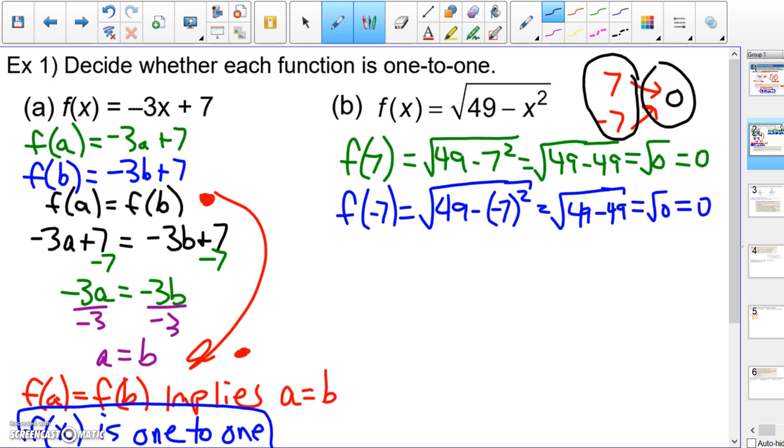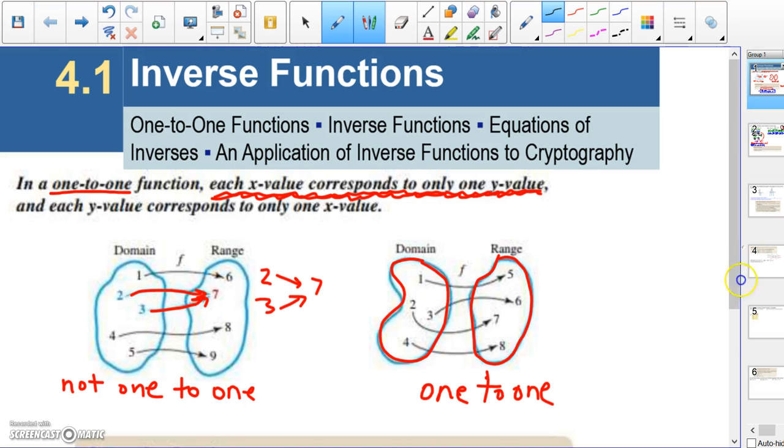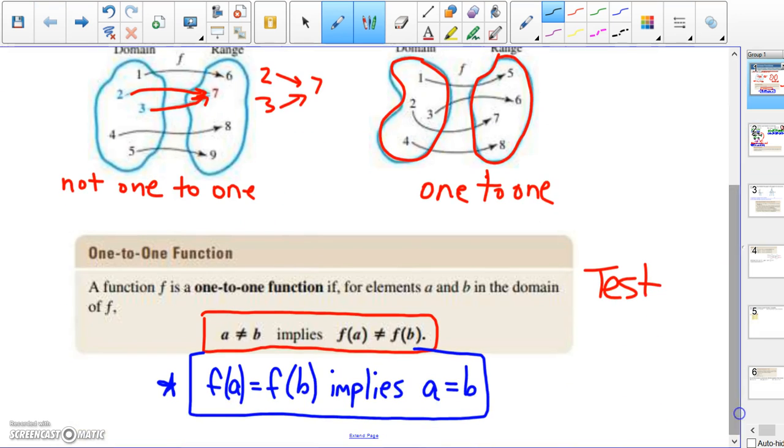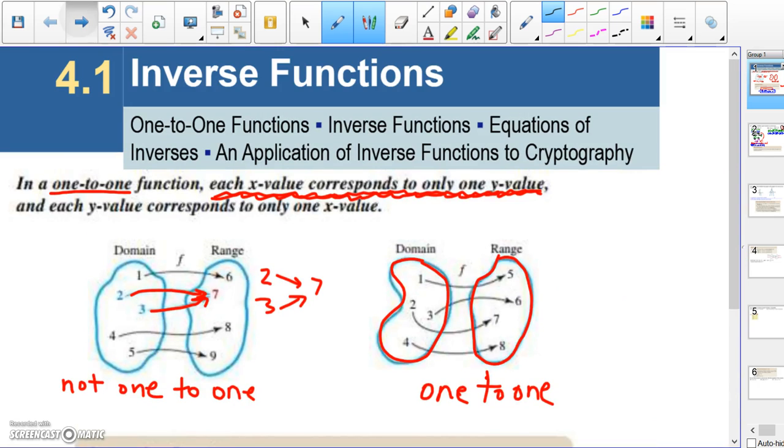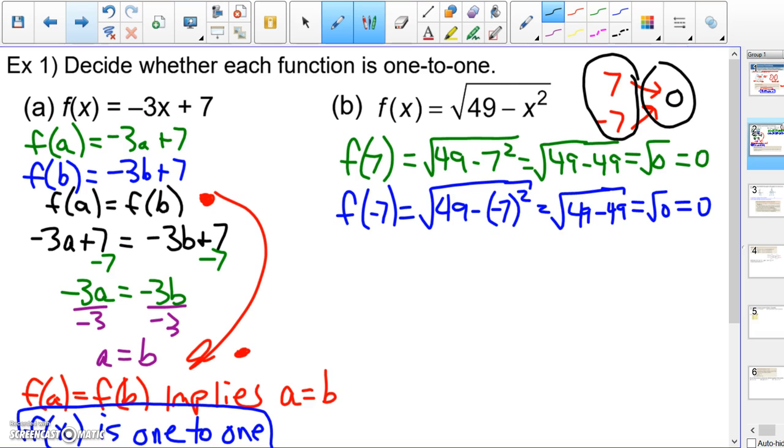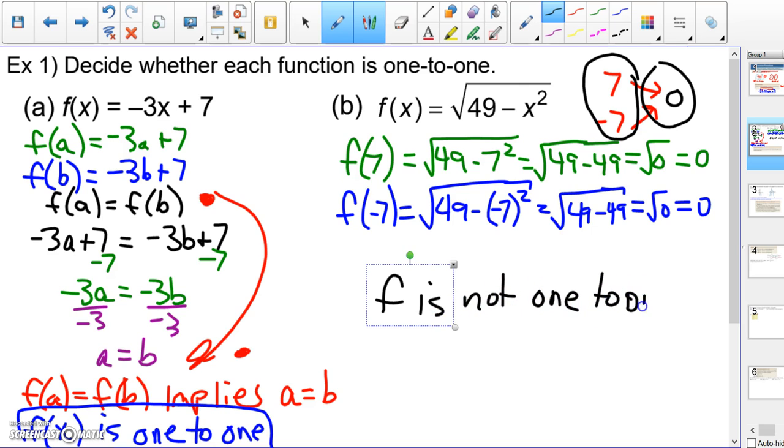Okay? So remember what the statement said. A does not equal B implies f of A does not equal f of B. Okay? That didn't work. That broke down. This f is not 1 to 1. I think it's easier to see in this little diagram over here. F is not 1 to 1.